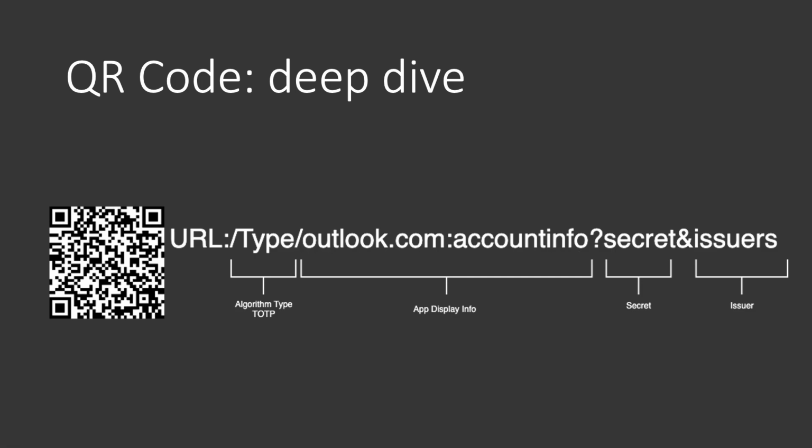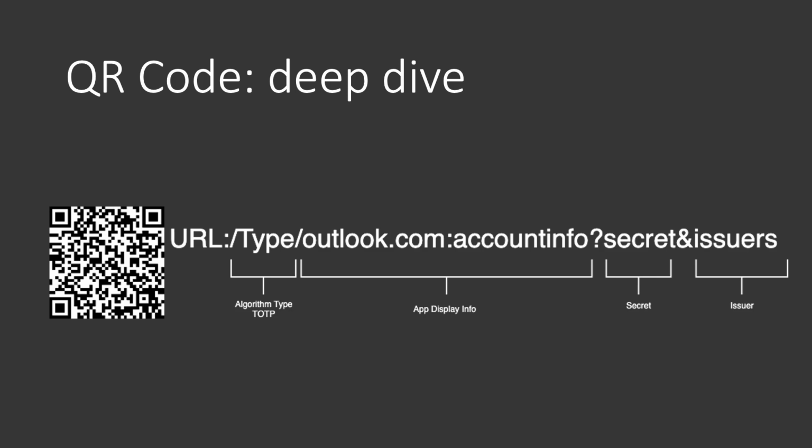From our mobile phone, we can see some app display information. Within the authentication app, we might have different codes that we're generating for different applications, and we want to know which application each code belongs to. For example, if we're trying to log into Outlook, we can see inside the Authenticator app an information bar called outlook.com and account information, and this information is automatically populated from the app display info that is provided within the URL.